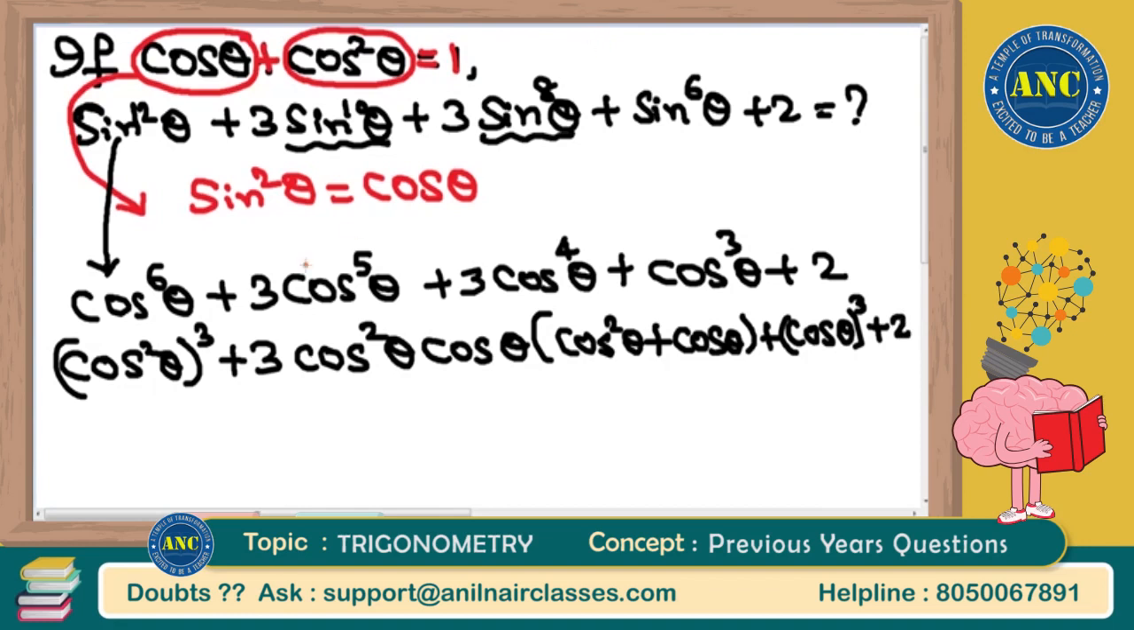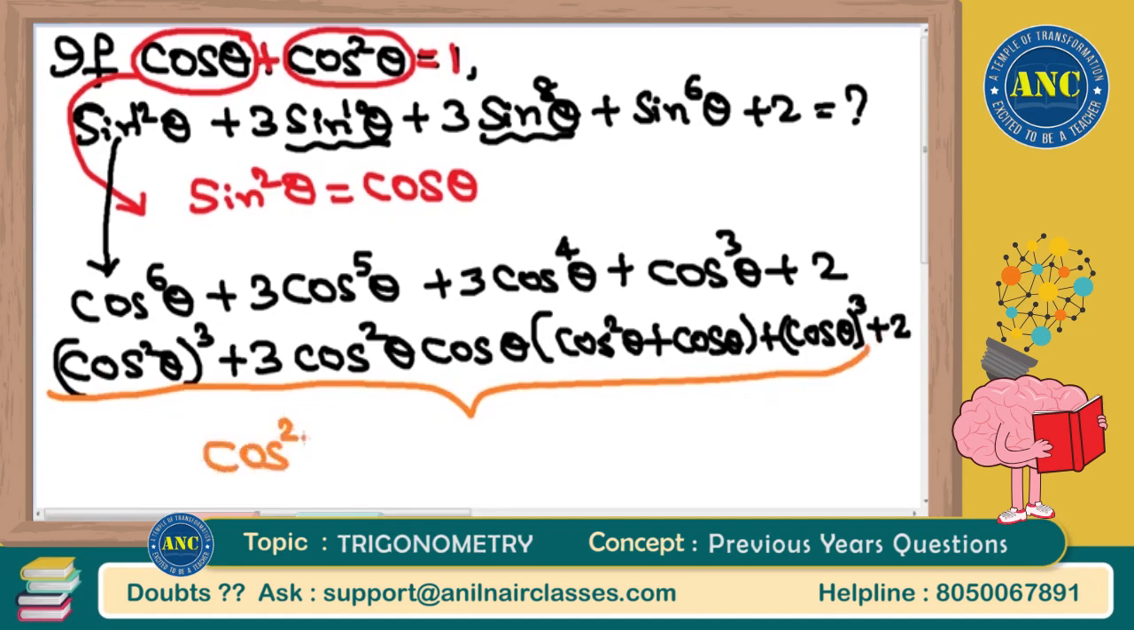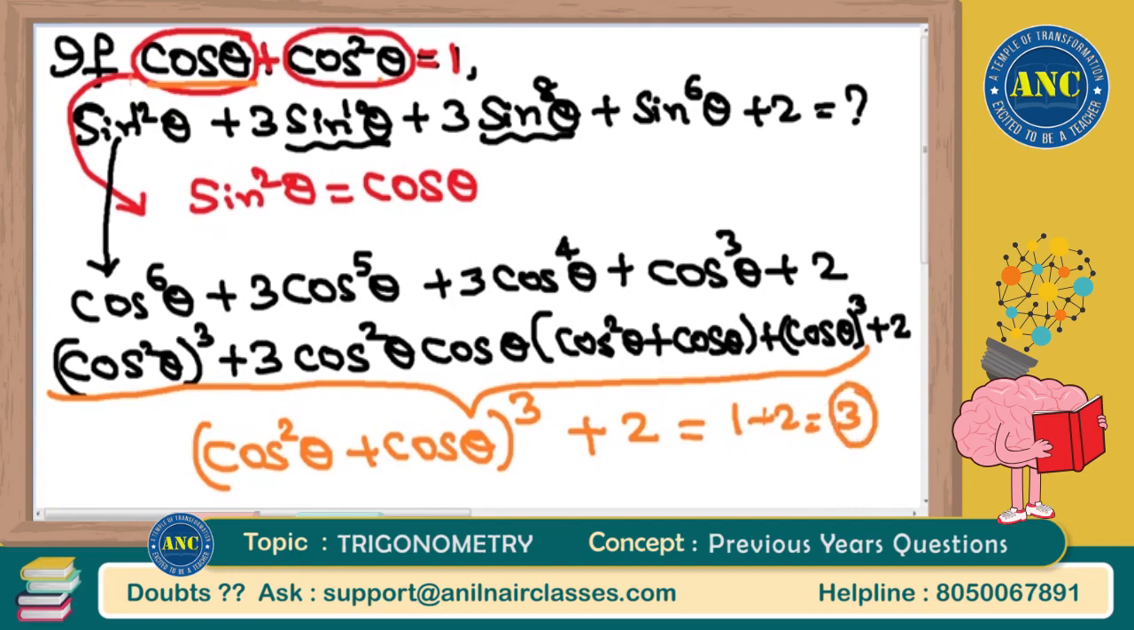In my previous case, I made use of a plus b whole square. Now I am making use of a plus b whole cube. A plus b whole cube stands for a cube plus b cube plus 3ab into a plus b. That is what I am writing here as a plus b whole cube plus 2. I will write it as it is. From my above expression, this entire value is 1. Answer is 1 plus 2, which is nothing but 3.